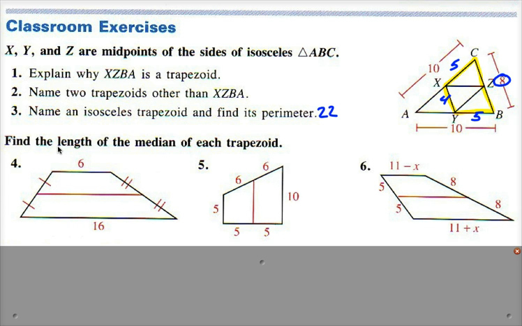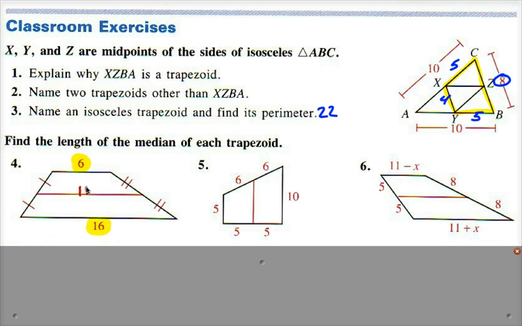Find the length of the median of each trapezoid. I know medians are the average of the bases. If I look at number 4, one base is 6, one base is 16. Add them up and divide by 2. Adding them together gives me 22, and dividing by 2 gives me a value of 11.